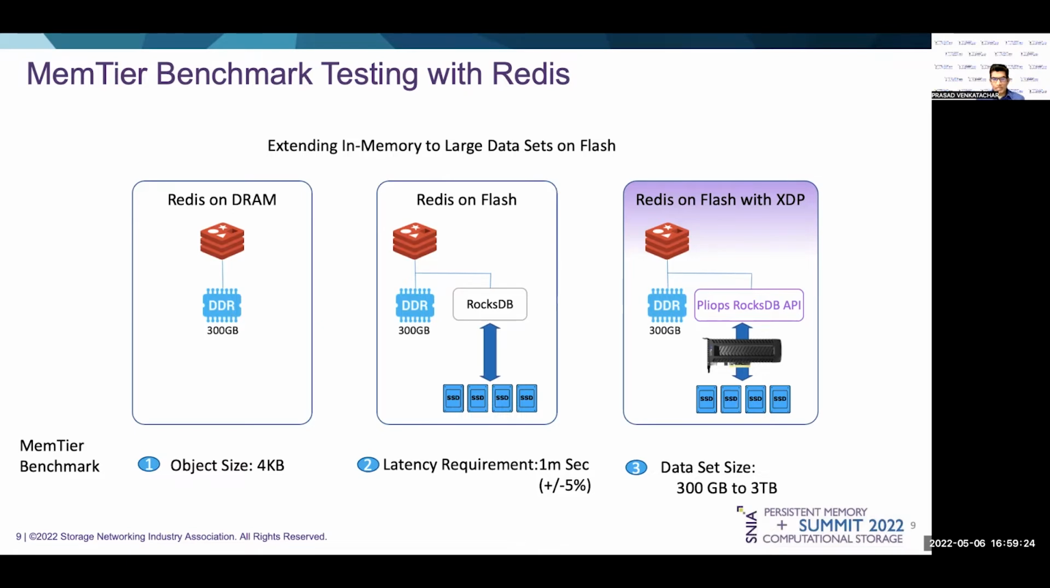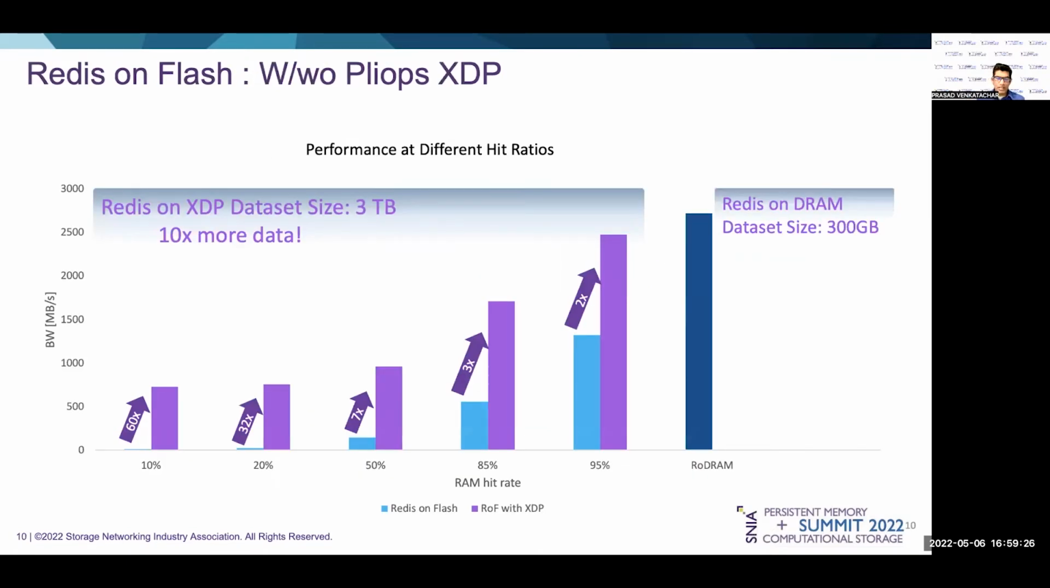When we carried out this experiment, here are the performance results we obtained. As you see here, we tested various Redis cache hit ratios, beginning at 10%. Redis on Flash without XDP is not delivering a significant performance boost. But the same thing, Redis on Flash with XDP, with a 10% hit ratio, drives a 60x performance boost.